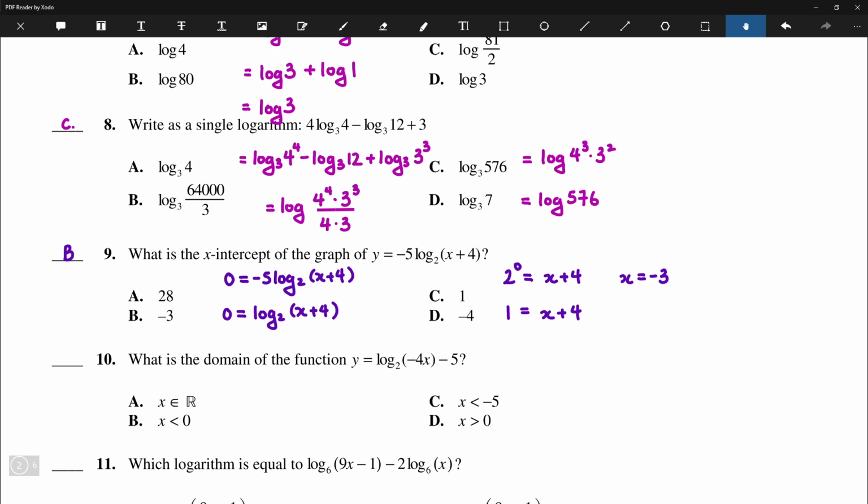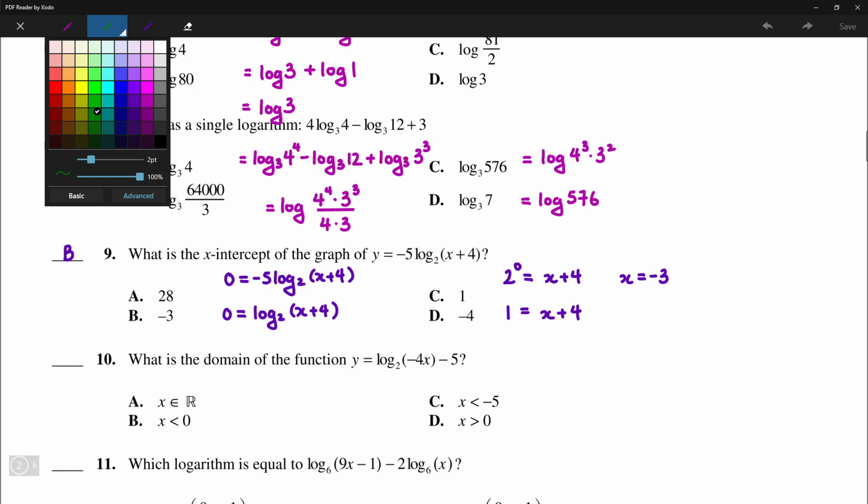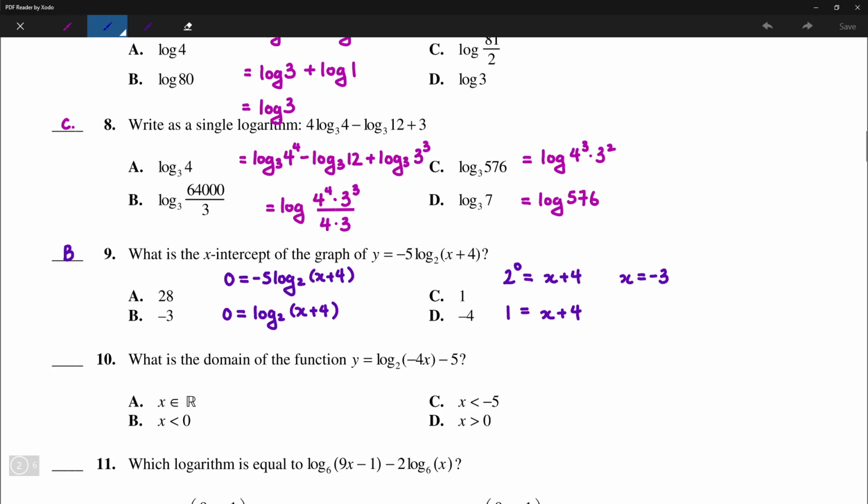Okay. So next one, number 10. So here we have, what is the domain of the function y equals log base 2 of negative 4x minus 5? So the argument is going to be negative 4x, and we know that that must be greater than 0 because the argument of a logarithm must be greater than 0. So if we're to solve for x in this case, we can divide both sides by negative 4. Notice that when we divide an inequality by a negative number, we change the direction of the inequality, so we just have x is less than 0. So the answer is B.